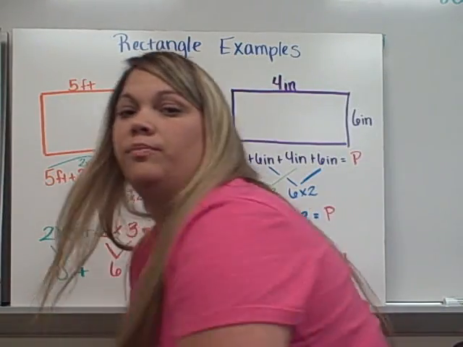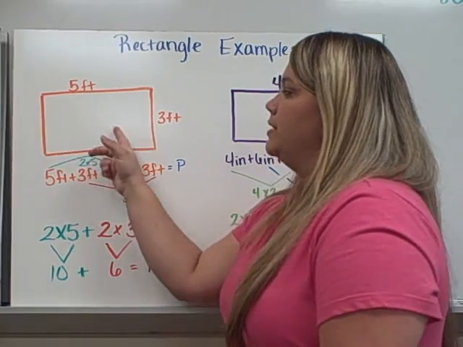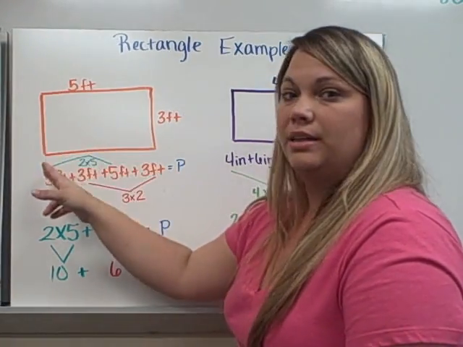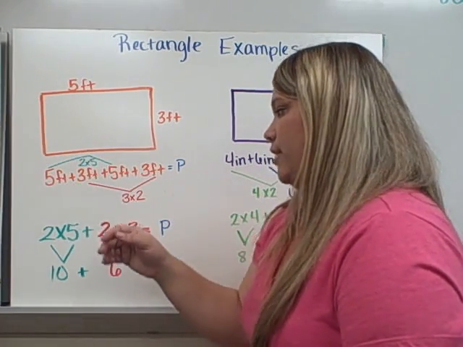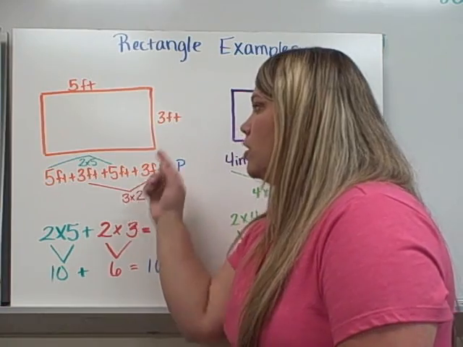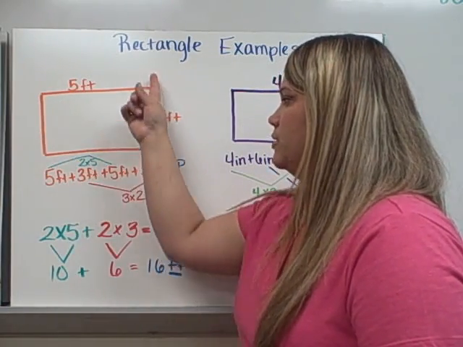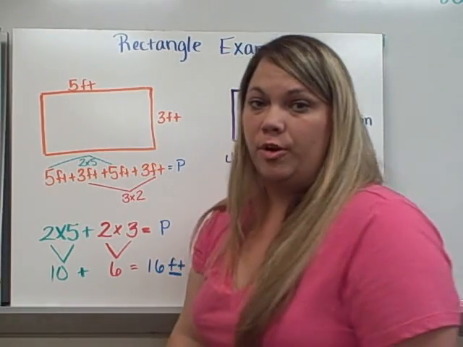Okay, so let's look at some examples. Here I've got a rectangle. It's 5 feet by 3 feet. I don't need to know these side lengths because it's a rectangle, and we already know this is 3, this is 5. So we could do it the long way. We're walking around 5 feet plus 3 feet plus 5 feet plus 3 feet. And I've got all that written here, and that would equal the perimeter.